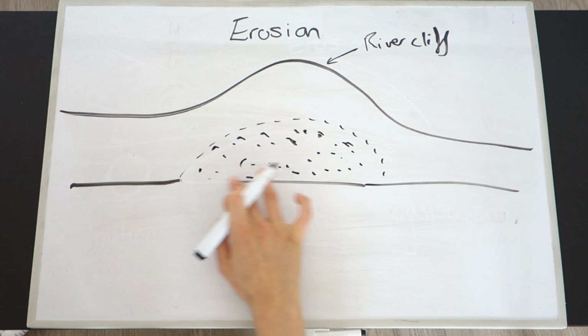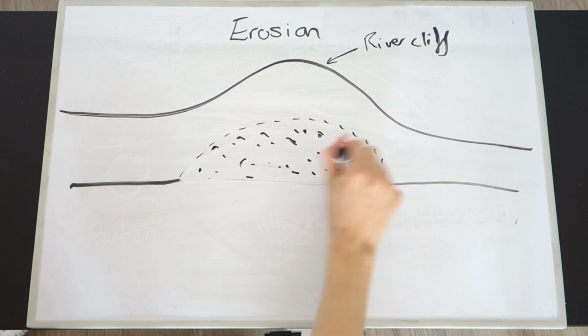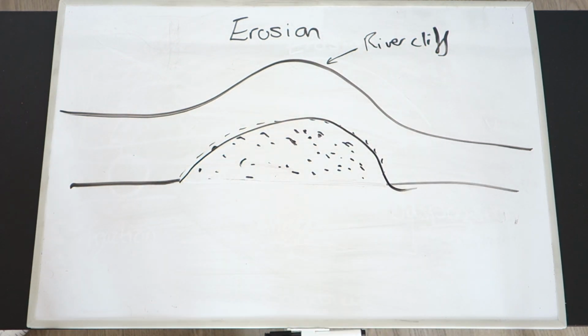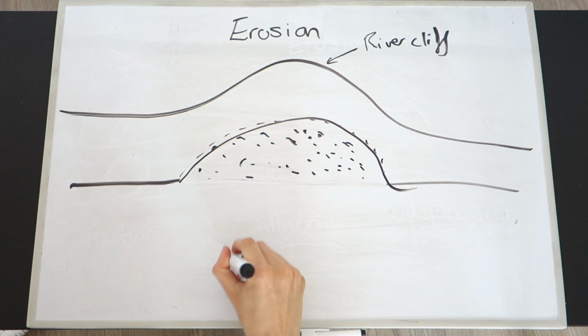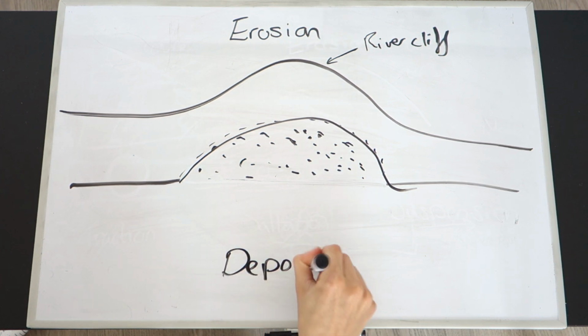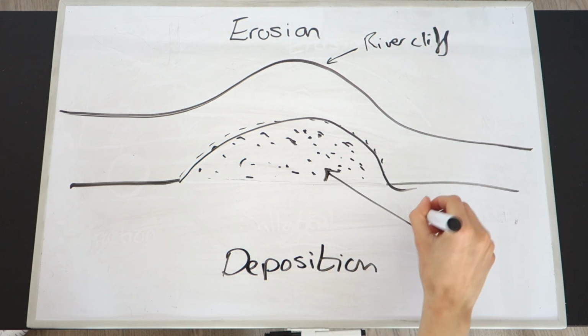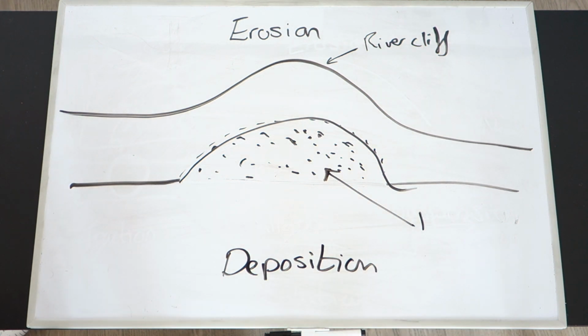And over time, when enough material is deposited, that would change the shape of the river into a bend, a meander. So where the water is flowing slower, we get deposition, which forms a slip-off slope.